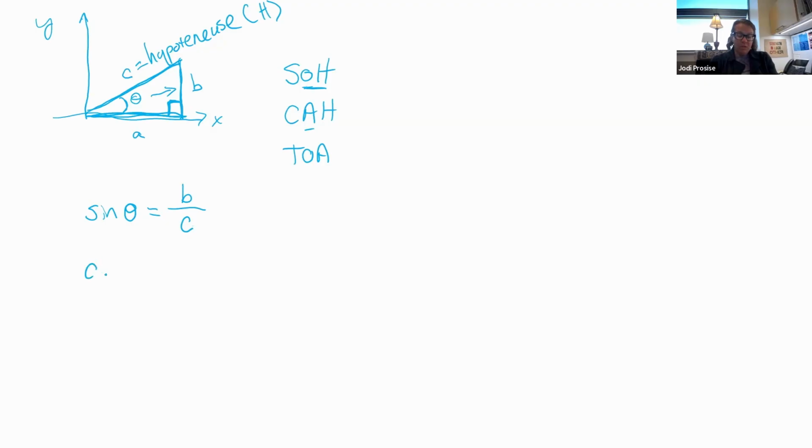Or we can use cosine of theta is equal to the adjacent over the hypotenuse. So the side that's adjacent would be A. So we would have A over C. And then if we want to use TOA, that would be the tangent of theta is equal to the opposite, which is B, over the adjacent, which is A. So we can define and find our angles in this way.